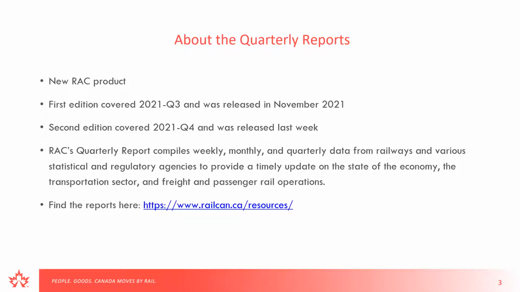There's a variety of sources. Whether it's weekly, monthly, or quarterly data, we found ways to incorporate them into this report. Some of the agencies that we're using data from include Statistics Canada, Transport Canada, Transportation Safety Board, the Bank of Canada, and Canada's Energy Regulator. We also have some data from the ports of Vancouver and Montreal. And in terms of railway data, we rely on the CN and CP weekly data, as well as their quarterly reports. Amtrak puts out monthly performance data.